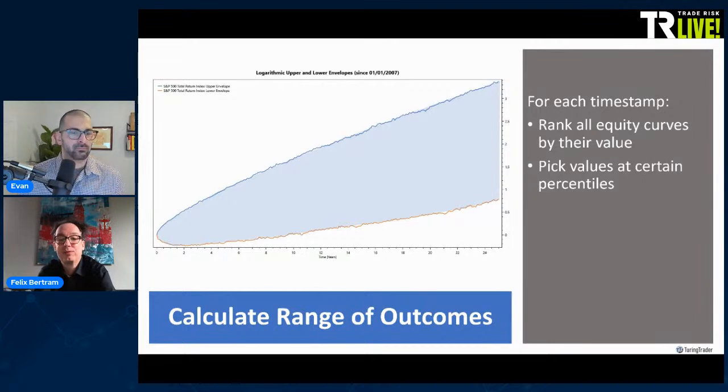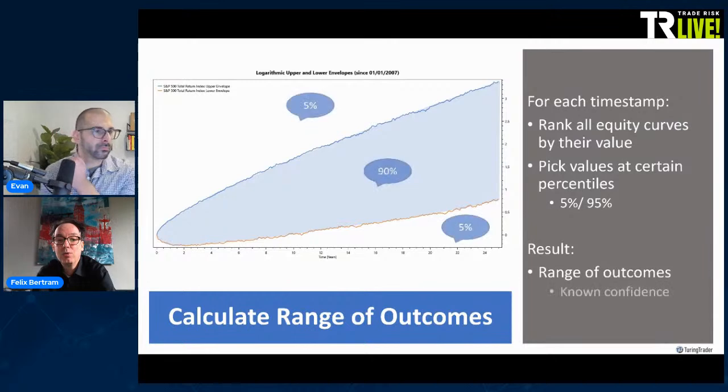And for this cone that I've created here, I've chosen the 5th and the 95th percentile. And what that does is it gives us a range of outcomes with known confidence. So we know that with a probability of 5%, we're going to have something that's worse than this cone, so it's going to rank below this cone. We are going to have a probability of 5% that the results might be better. And we have the confidence that with 90% probability, we're going to be right inside this cone.